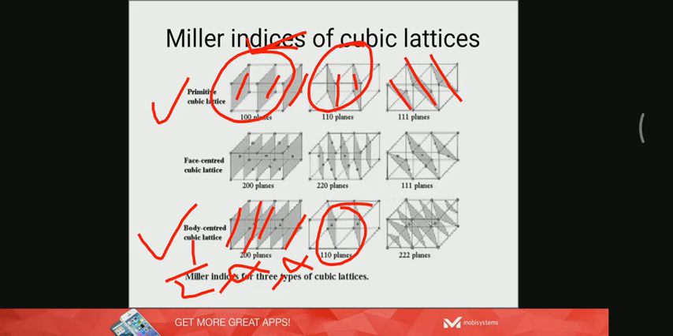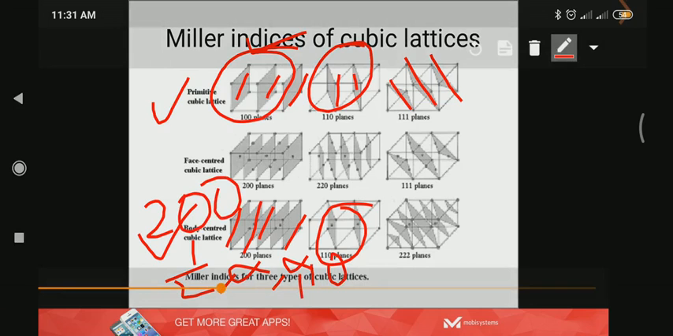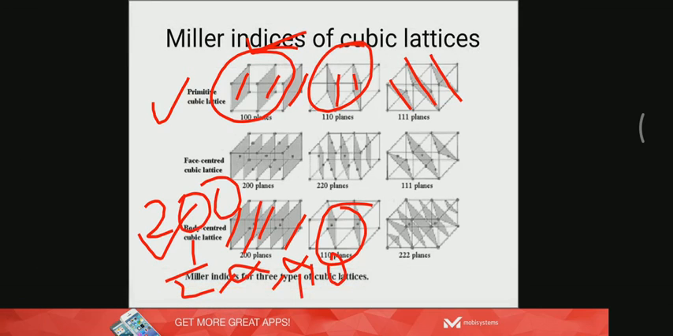Because the body-centered particle is already contained in this 1 1 0 plane. So in BCC, the first plane is 2 0 0 and the second plane is 1 1 0, just like in primitive cubic. Whereas in the third one, the 1 1 1 plane in primitive cubic, if you compare with the body centered, you can see that there is a new plane which is to be included in between every 1 1 1 plane.